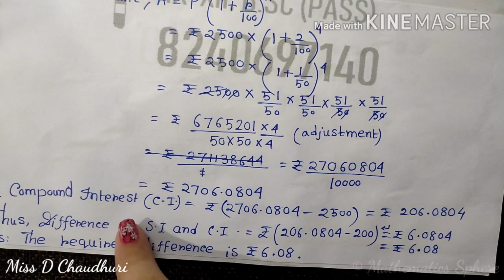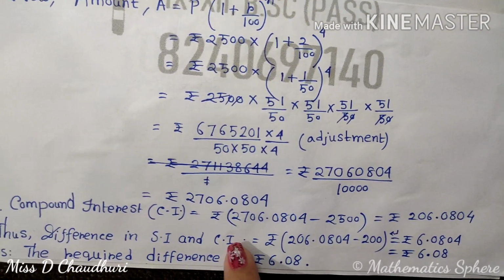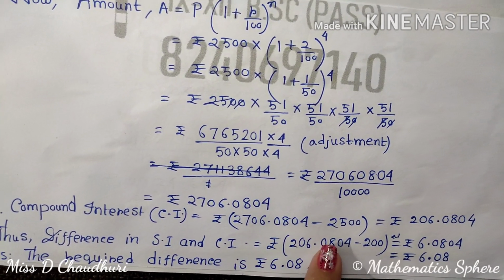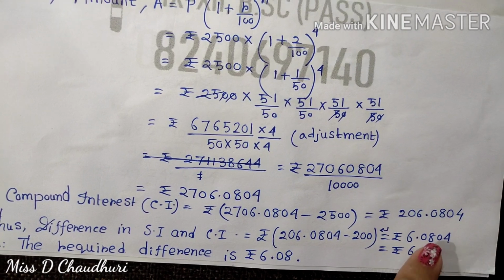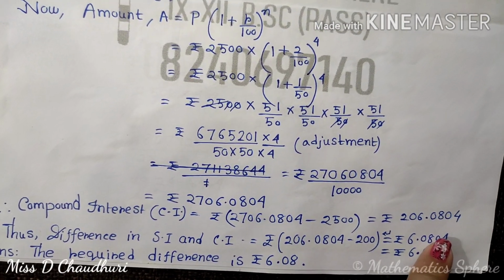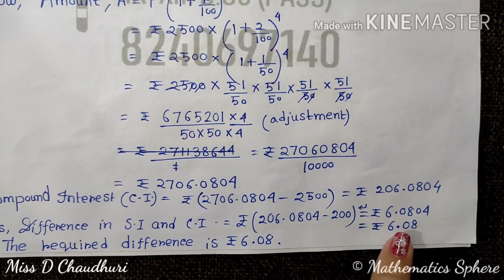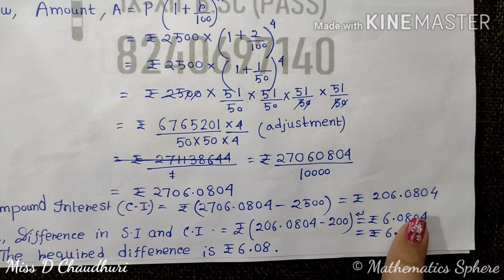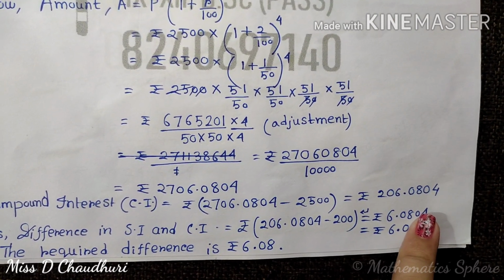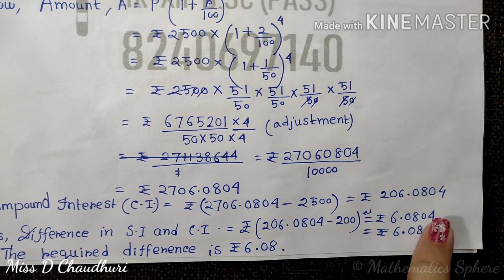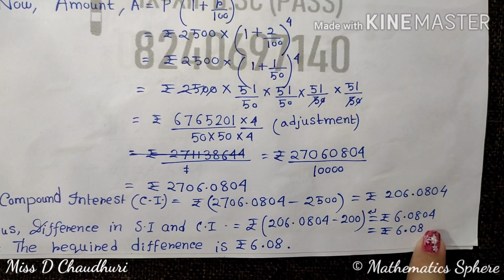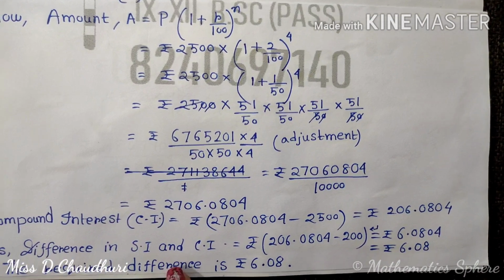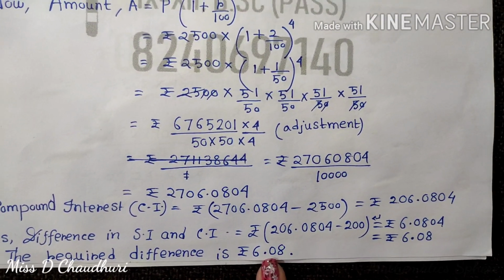Leave it like this. Now the difference in CI and SI. So obviously CI is greater, so it will be kept at the front, and now minus SI. So it gives you 6.0804. But again we know in case of money we are not going to keep this 2, so 0 is not that much important here. So we just truncate this part and we are going to get 6.08. Therefore the required difference is rupees 6.08.